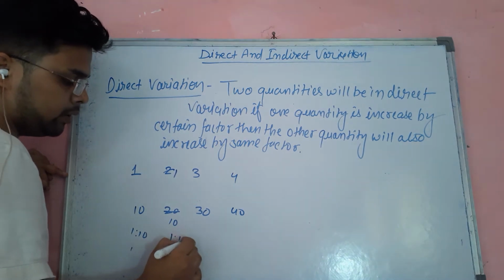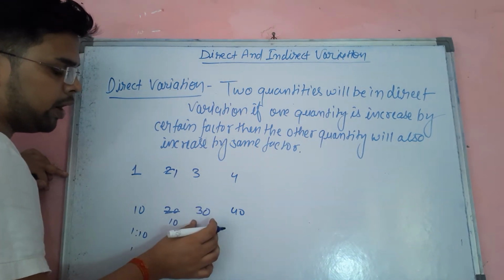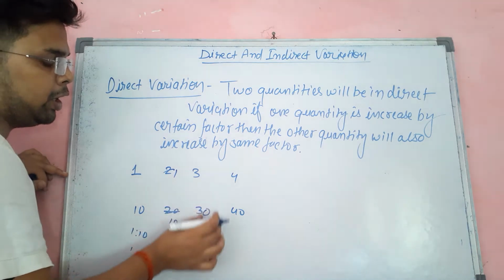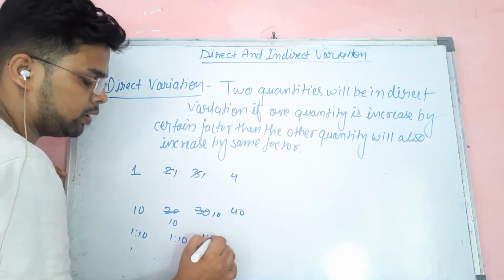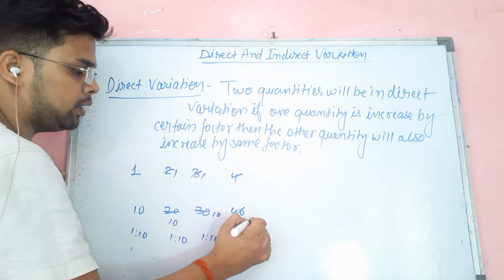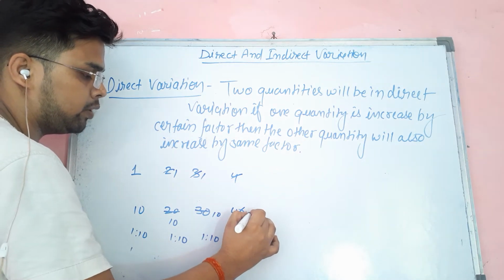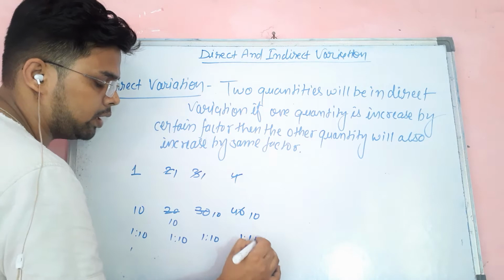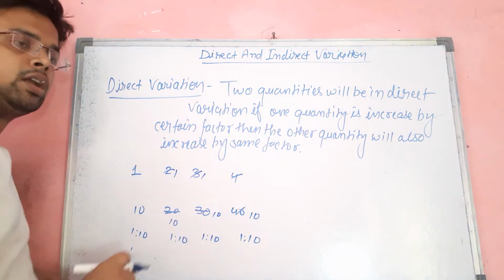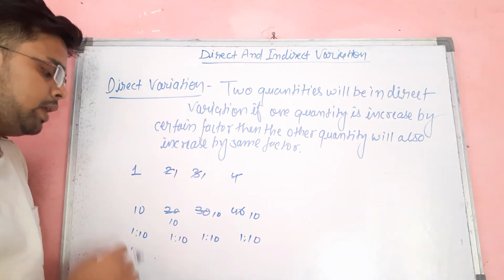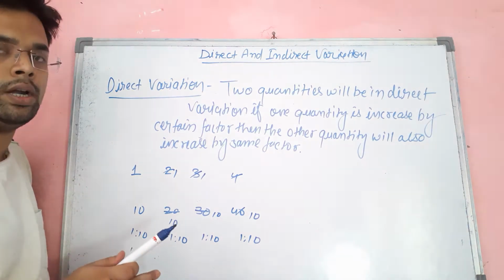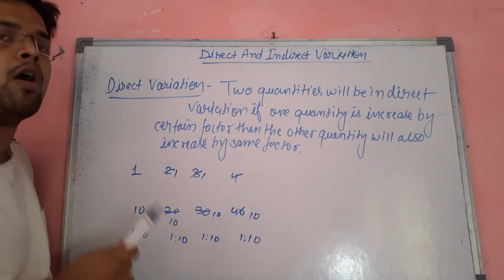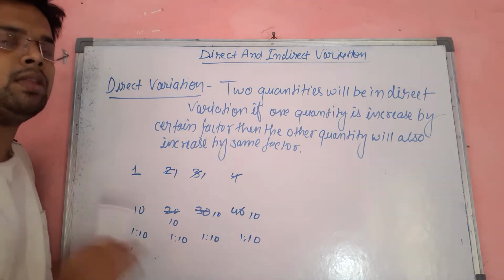In the third case, if I want to take the ratio of quantity to price, it will be 3 to 30, which is 1:10. In the fourth case, it will be 4 to 40, which is 1:10. So in all four cases, children, you can see that the ratio is the same. It is not changing anywhere. It remains constant. If I take the ratio of quantity to price, it remains the same.